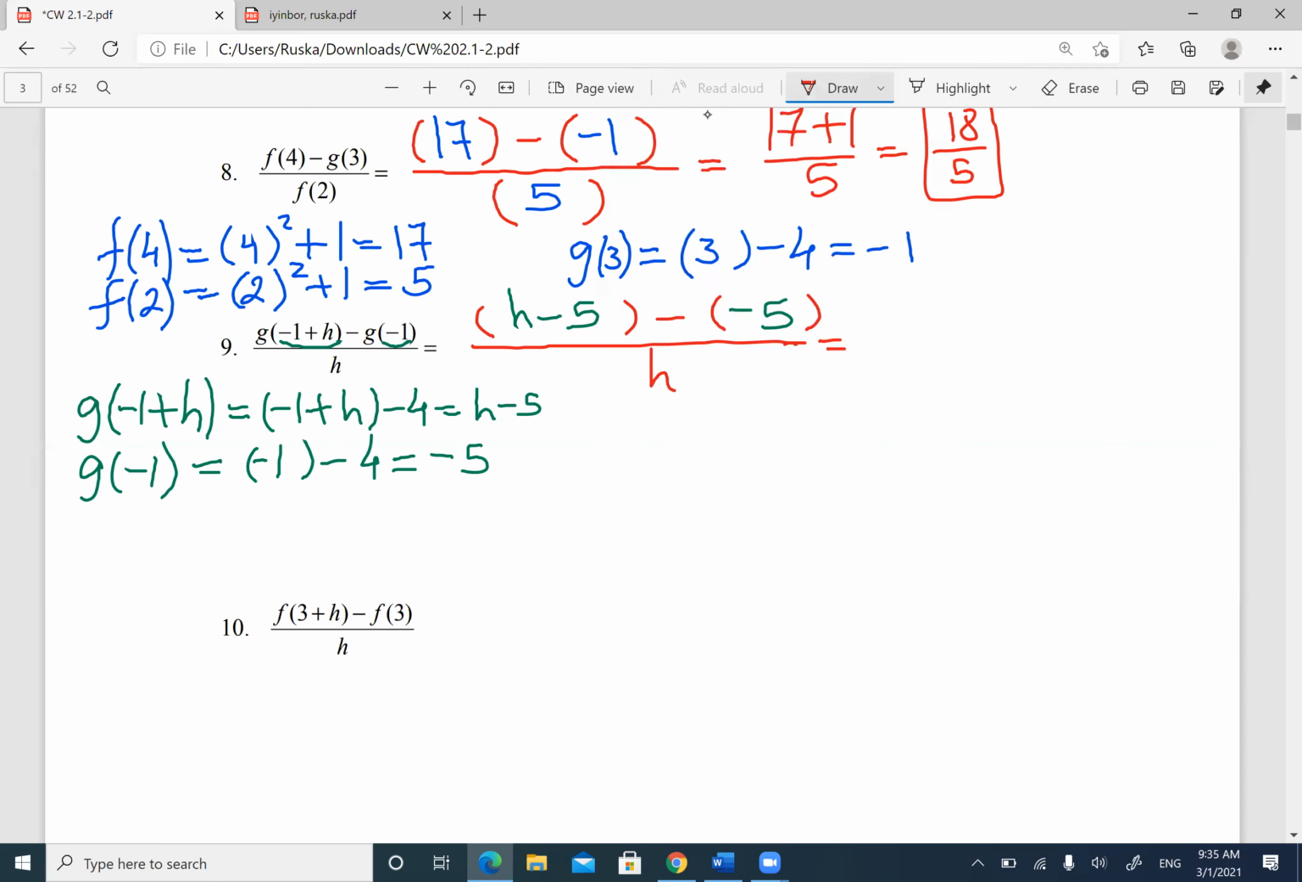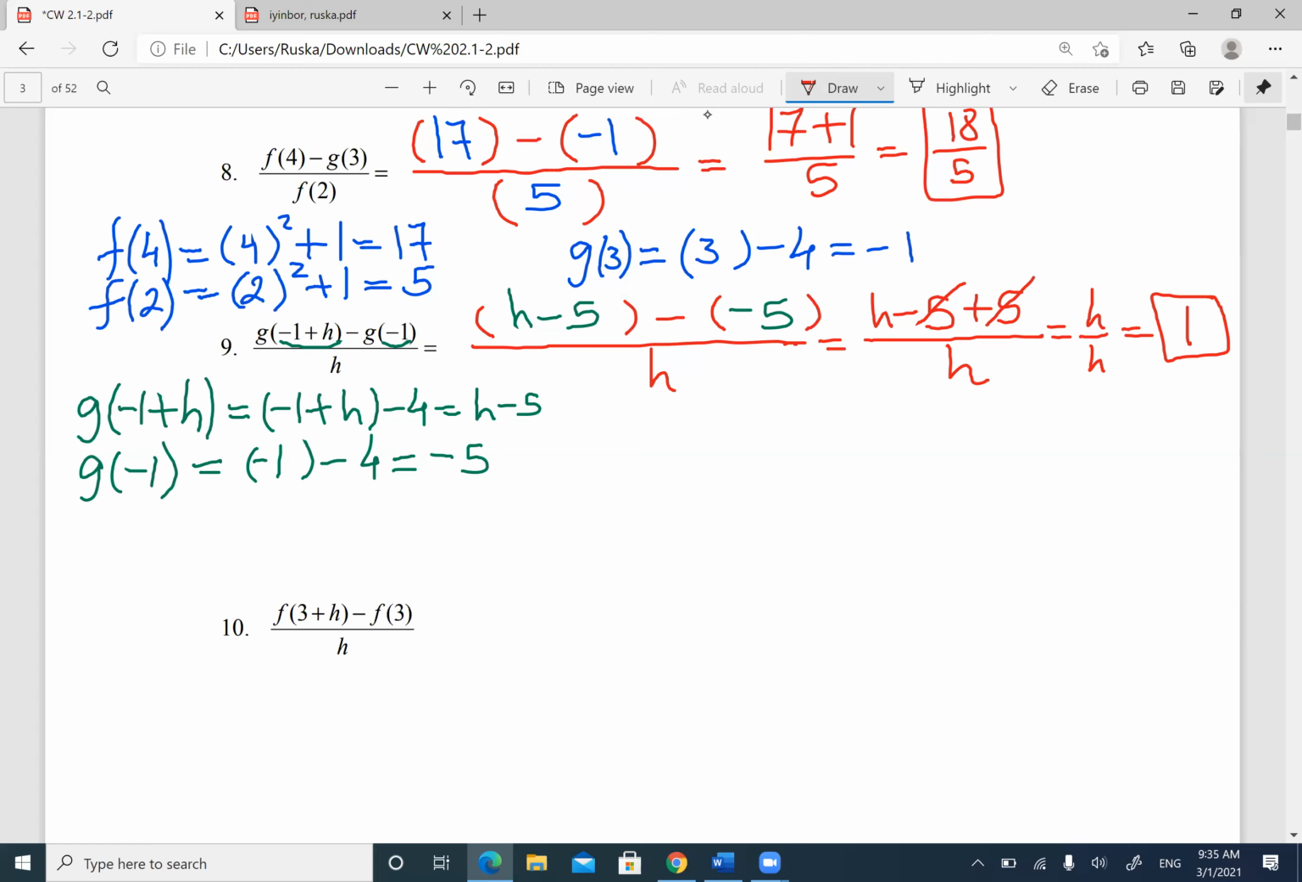We have h minus 5 minus negative 5, everything over h. So what's happened here? We're going to take off the parentheses, so I have h minus 5. Negative and negative is going to be plus 5 over h. And then negative 5 and positive 5 cancel out. So you're going to get h over h, which is going to be 1. So the final answer is 1.